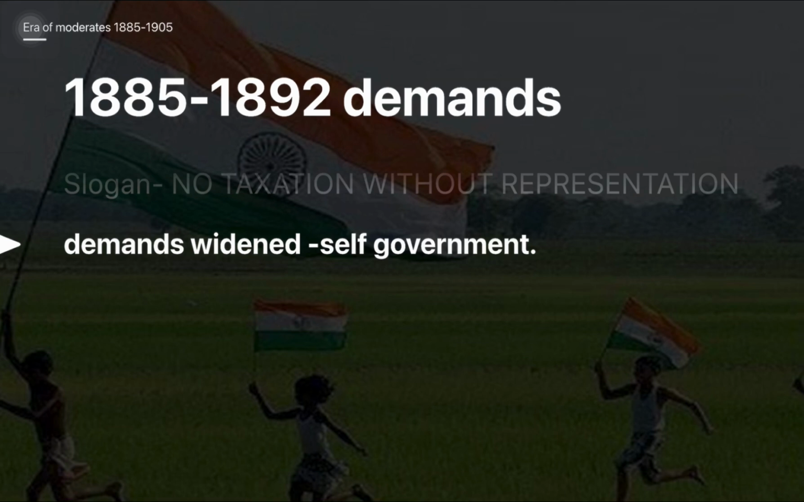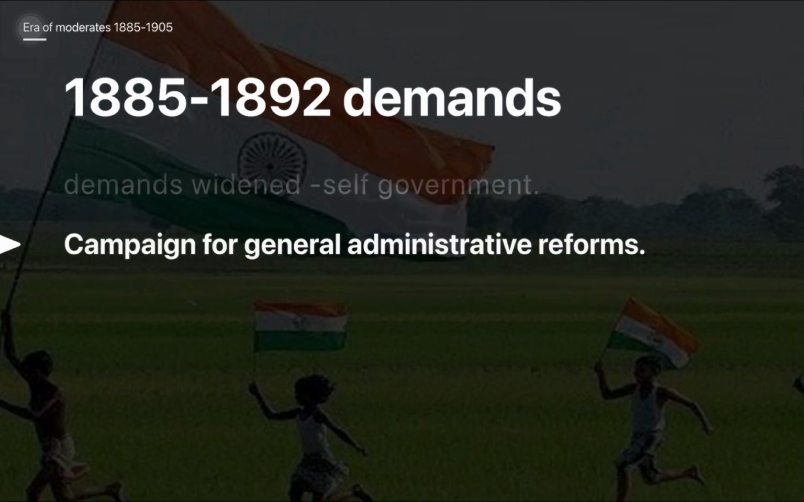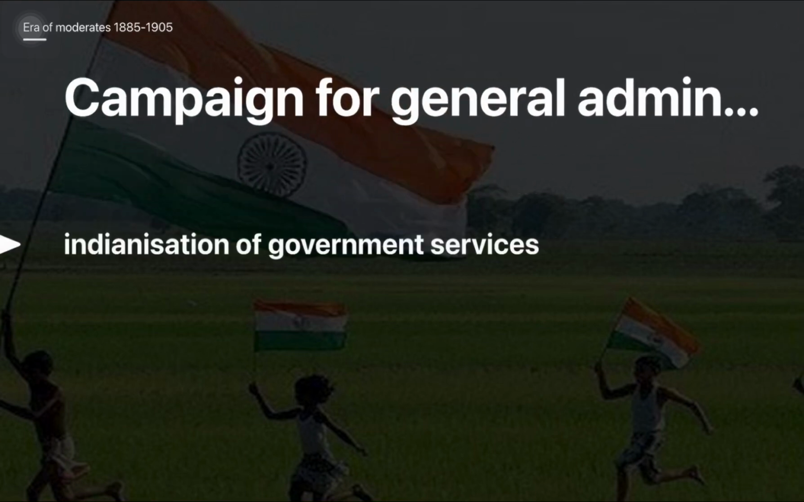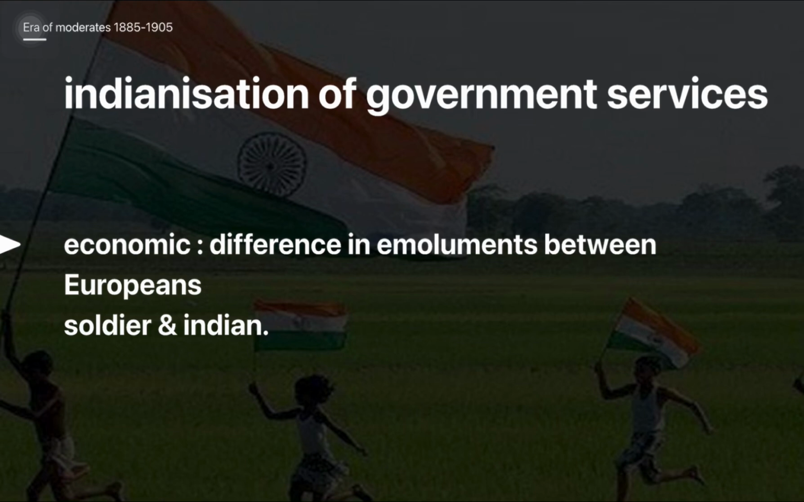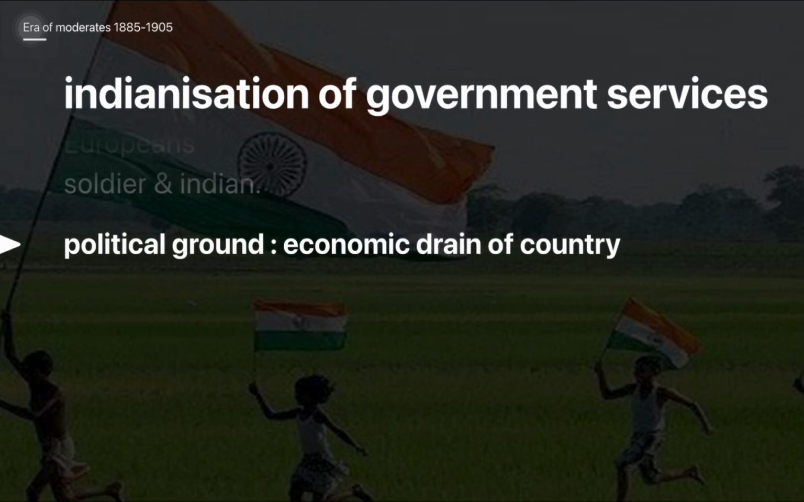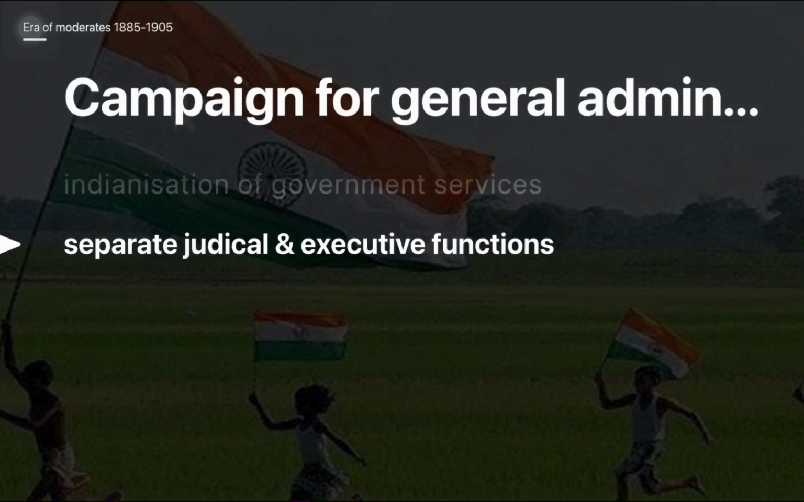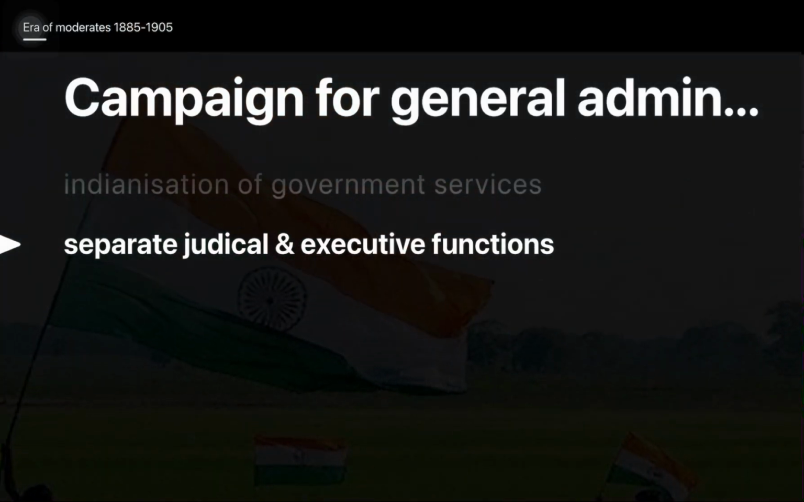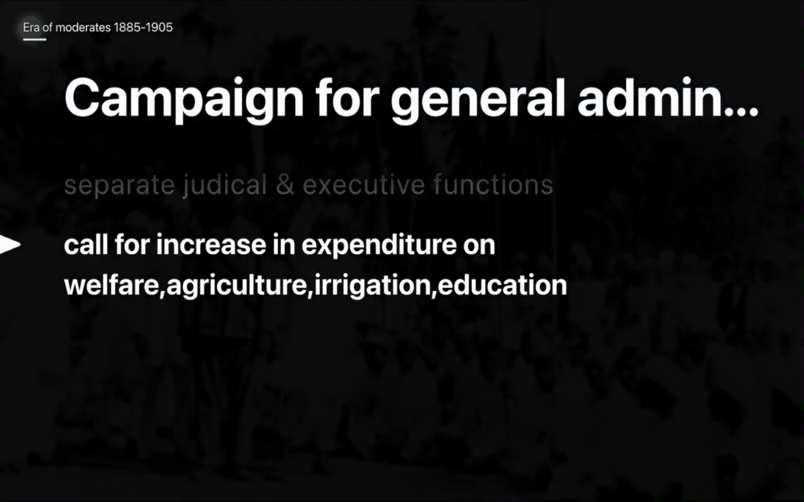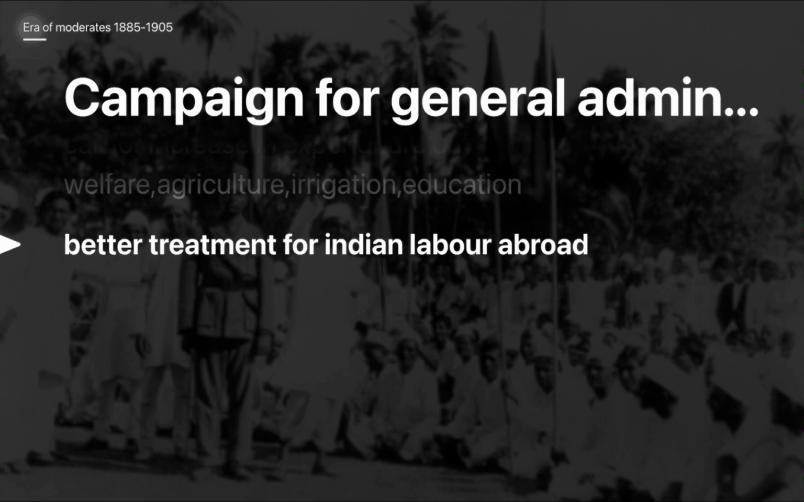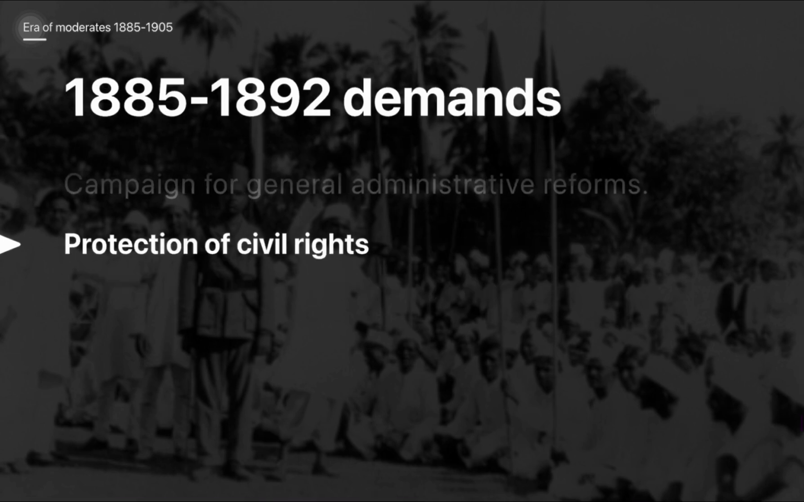Later on, demands widened to self-government, campaign for general administrative reforms, Indianization of government services, and differences in emoluments between Europeans and soldiers and Indians, on political grounds, economic drain of the country, and under moral grounds, Indians were discriminated. They campaigned for separation of judicial and executive functions, and a call for increased expenditure on welfare, agriculture, irrigation and education. Better treatment of Indian labor abroad and protection of civil rights.